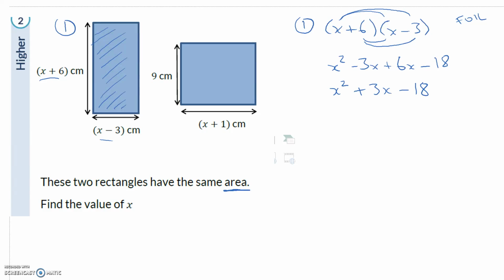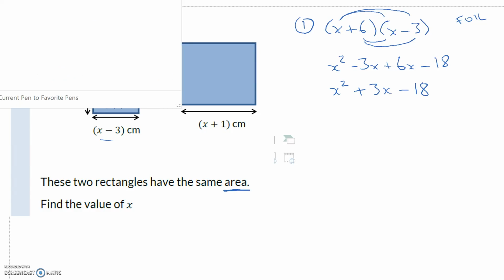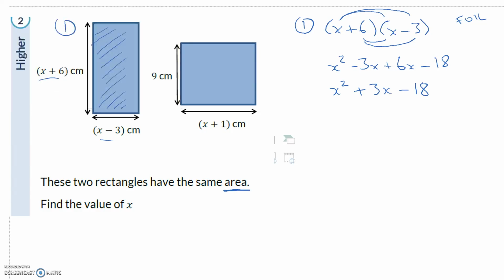Now let's do rectangle 2. Rectangle 2 is a bit easier. We'll call this rectangle 2. Again, we want the area, so we're going to multiply the 9 by the x plus 1.